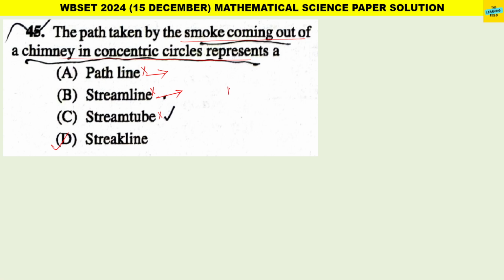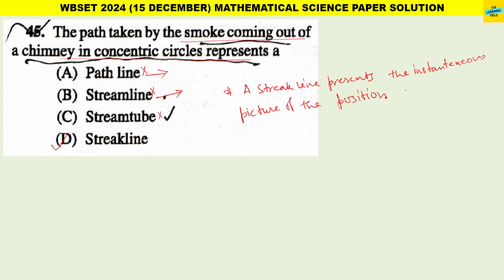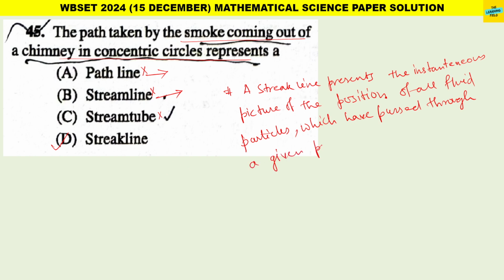A streak line presents the instantaneous picture of the position of all fluid particles which have passed through a given point at some previous time.